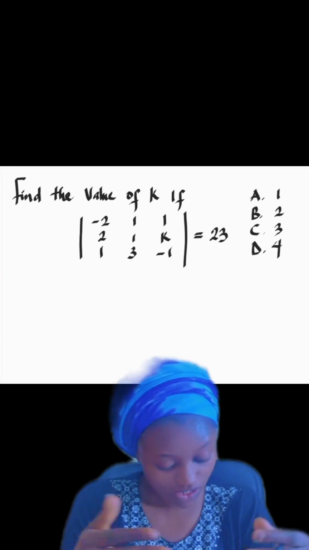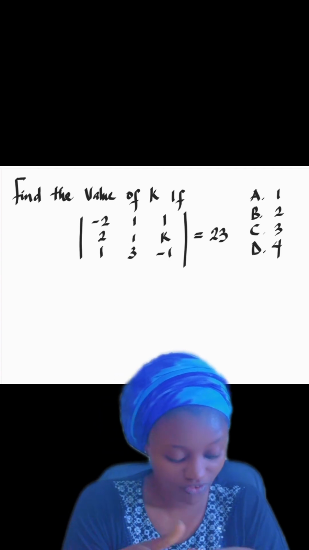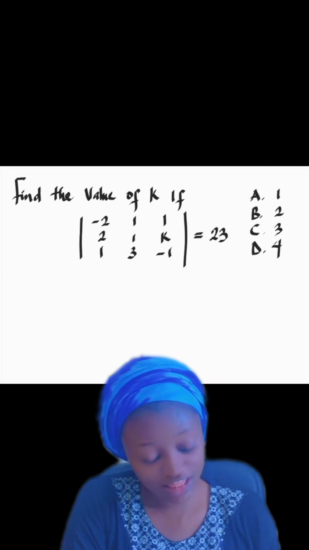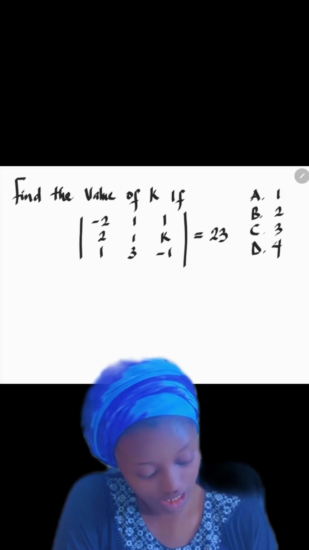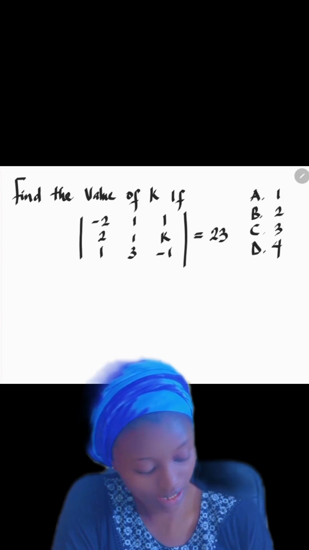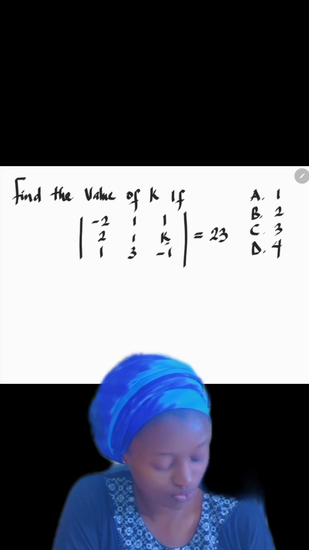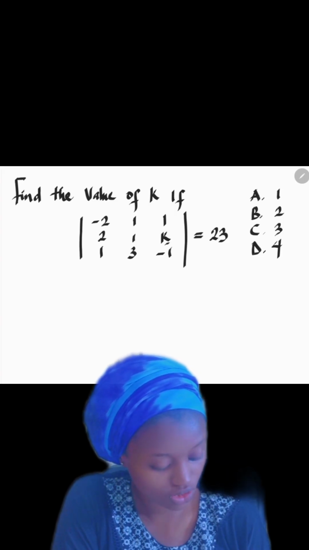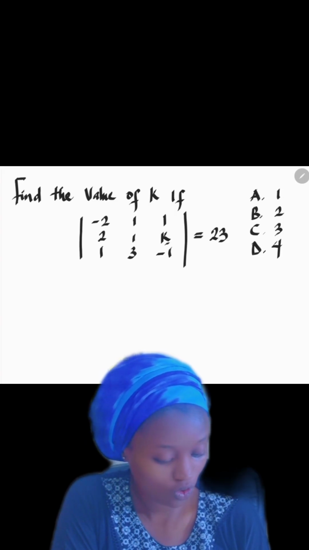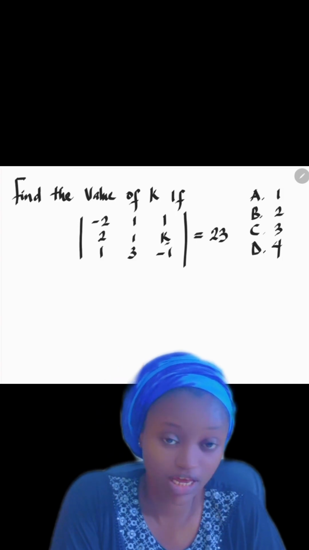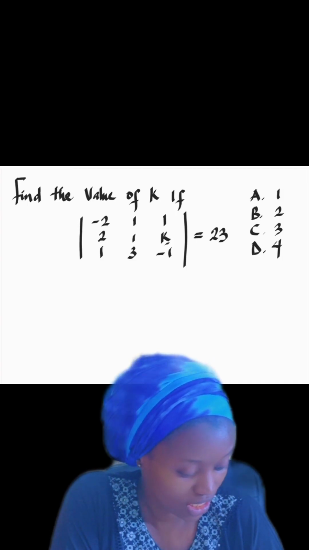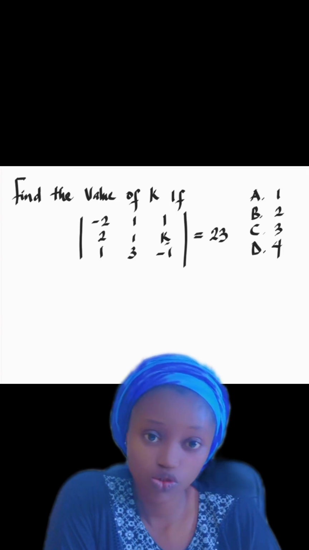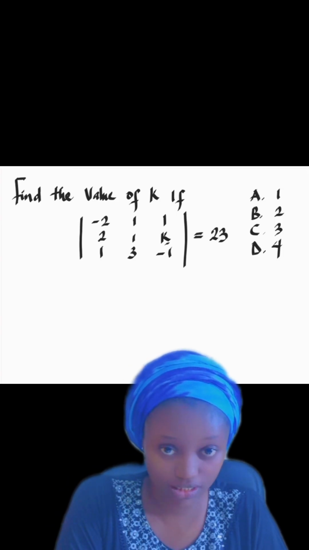Alright, so let's look at this question we have here, which says find the value of k if given the matrices here. So we are to find the value of k and solve. We have four options here. Option A is 1, option B is 2, option C is 3, option D is 4. So we have to solve and see which of these options has the correct answer.